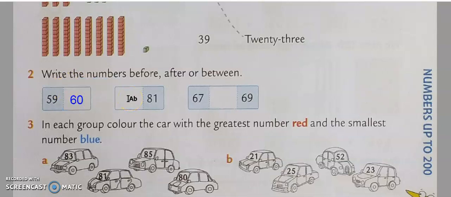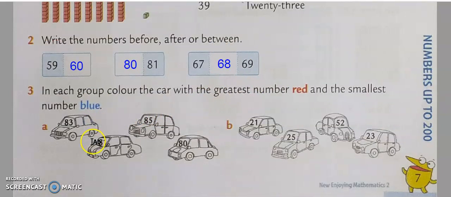Then in the second one, we have to write the before number. Here we wrote after 59, 60, but here the space is given before, so we have to write the before number. Before 81, which number will be there? The number will be 80, and here we have to write the between number. Between 67 and 69, which number will be there between these numbers? That is 68. Okay. So like this you have to write the after, before and between numbers.